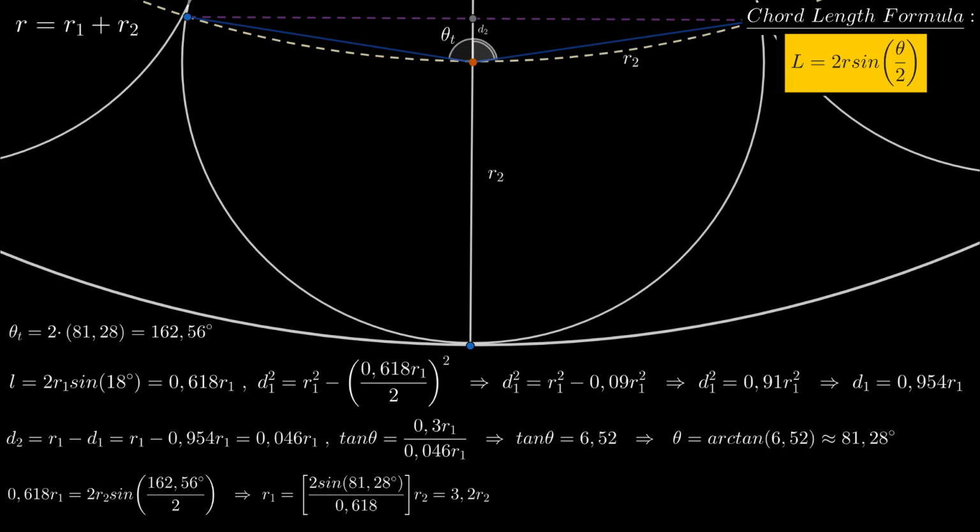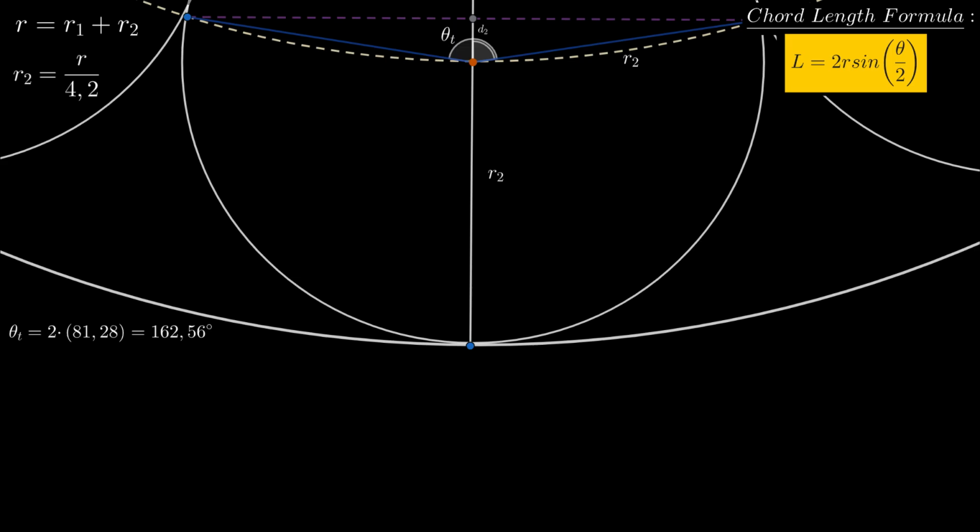So now let's put r2 and r1 in terms of the bigger circle. So we have r equals r1 plus r2, which is 3.2 times r2 plus r2, which is 4.2 times r2, and we have r2 equals r over 4.2. And we use this equation again, and this time we solve for r1, and we end up with r1 equals 0.761 times r. So now we put these radii in terms of the bigger circle's radius. Now what do we do?